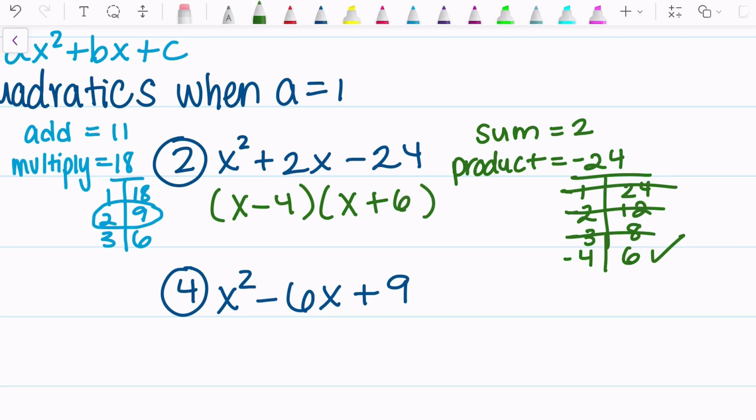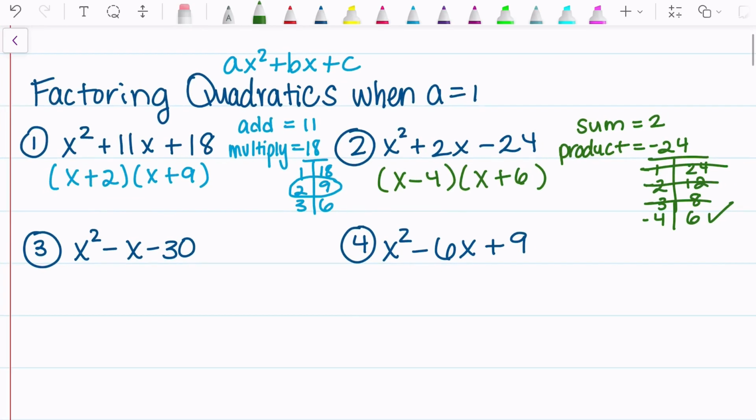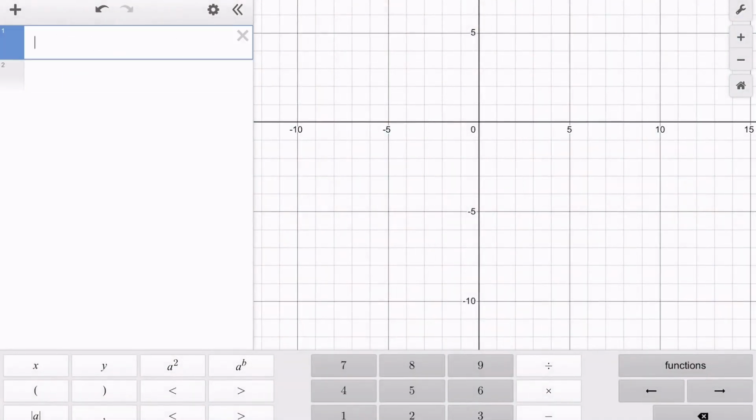I'm going to take this opportunity to show you how to check this using a graphing calculator. We are taking a quadratic, which is a U-shaped graph, and we are changing its form. We're changing it from standard form to factored form. We have not changed the equation itself.